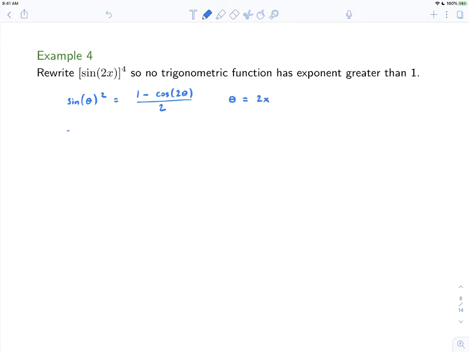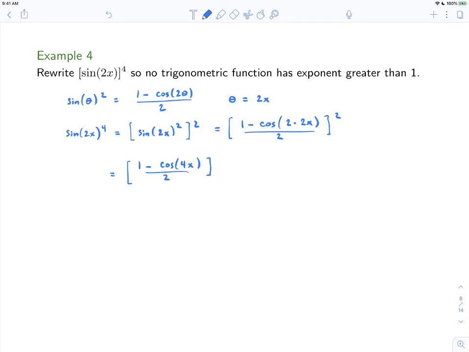So we start with sine of 2x. The only problem is that we have a 4 here. So let's rewrite this as sine of 2x quantity squared and raise that to the 2 power. Now we have sine of theta squared quantity squared. So of course, if you raise an exponential to an exponent, you multiply the exponents together to get the 4. But inside these brackets, we have sine of theta quantity squared, and we're going to use our reduction formula on that. So this becomes 1 minus cosine of 2 times theta, but theta is 2x, divided by 2. And all of this is raised to the second power. So we have 1 minus cosine of 4x divided by 2 quantity squared.